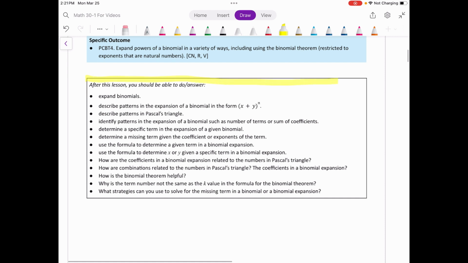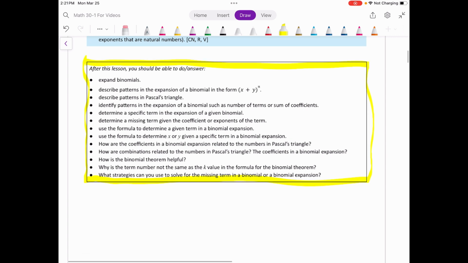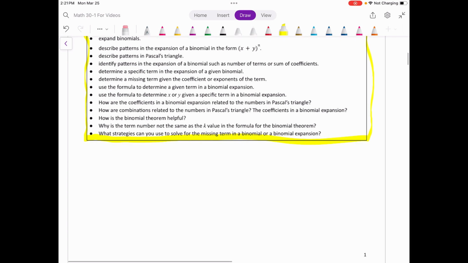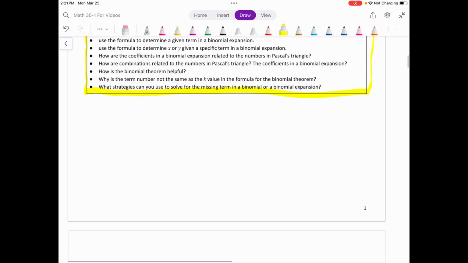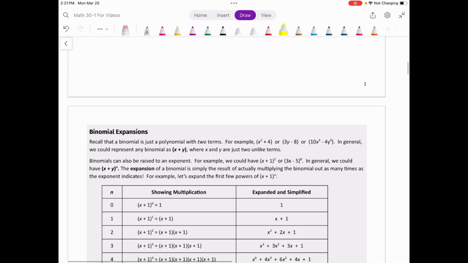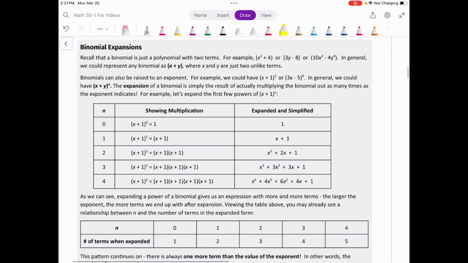As always, here are the big ideas for today, the important skills we want to come away with and the questions we want to be able to answer. So use that as a little checklist to check in with yourself after the lesson, after you've done your practice, and see what you maybe need to spend a little more time with or reach out to me about and what you're feeling okay on. All right, without further ado, let's get into it.